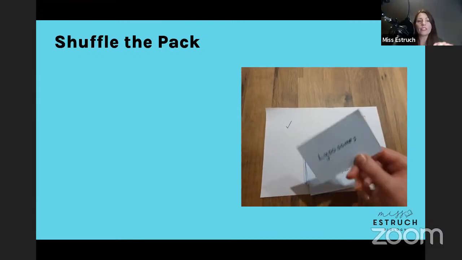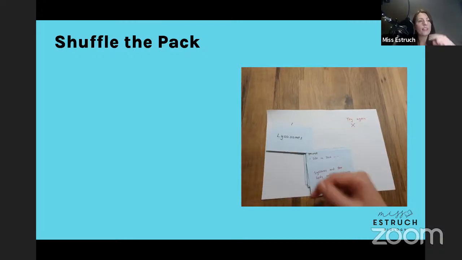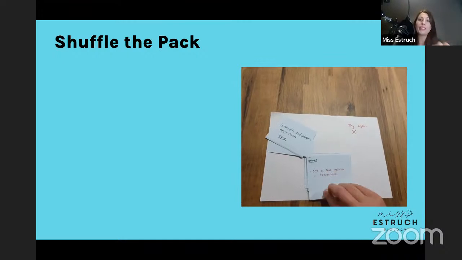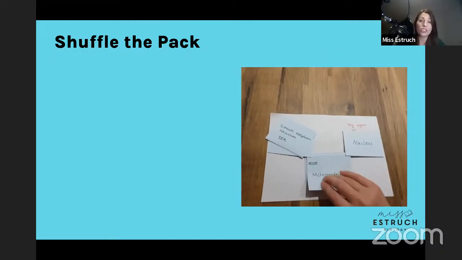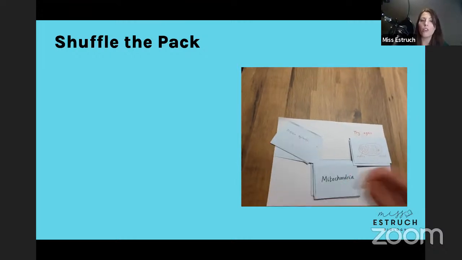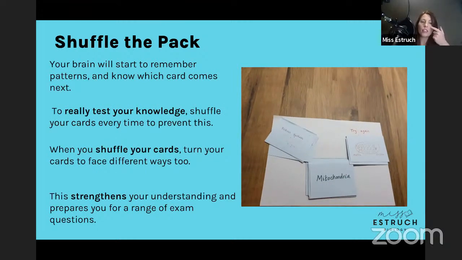So shuffle it so your brain isn't actually just remembering that, oh yeah, after this card is this one and that's the answer, because you want to be testing, do you know the biology or whichever topic you're using this for? Not can you just remember the order of a pack of cards? So that's why you should shuffle your cards, because that will really, really strengthen those long-term memories.